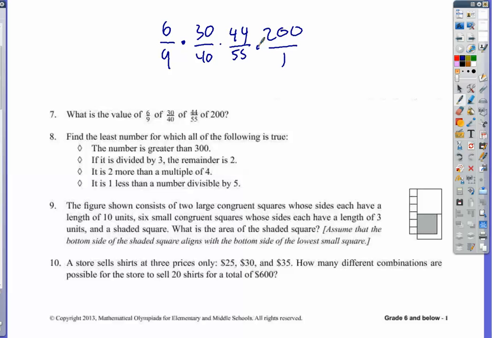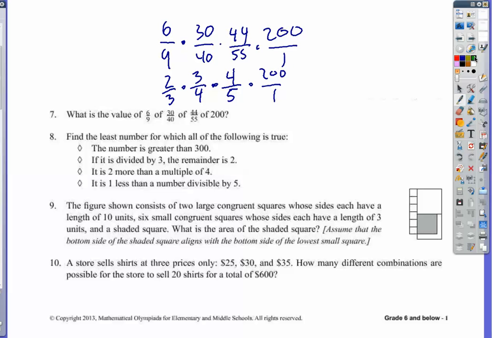All right, well, obviously I noticed that I can reduce a lot of these. 6/9 reduces to 2/3. 30/40 reduces to 3/4. Oh, I see it. I like it. 11 goes into both of them, so that's 4/5. Ooh, even better. And we have 200 over 1.